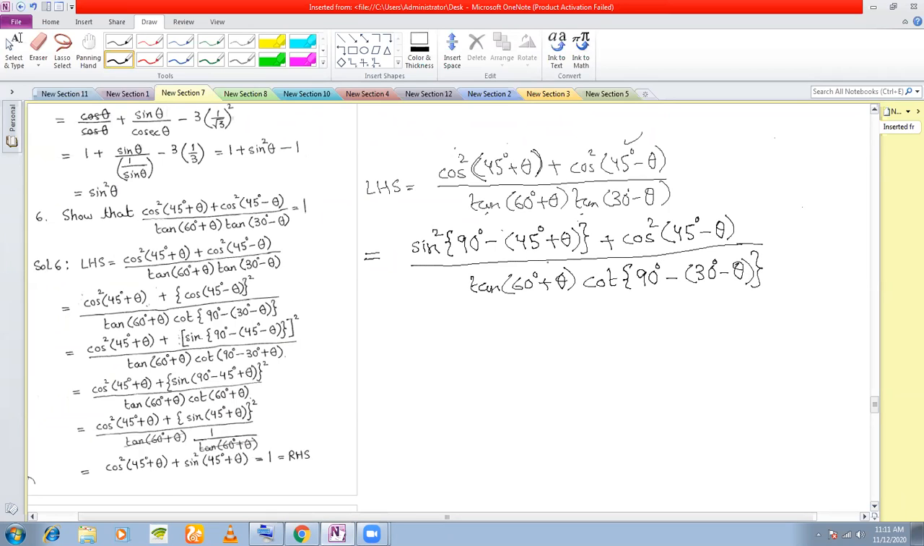Okay, this is the main observation that you must make, that I am subtracting the entire angle. See, 45 plus theta, 30 minus theta, I am subtracting the entire angle. So what are we getting? Sine square, here we are getting 90 degree, if you open the brackets, minus 45 degree minus theta plus cos square 45 degree minus theta. In the solved problem, I have given you more steps for your understanding. That is why I'm skipping these, the square part. I think that is understandable. You can do this way also, no problem.